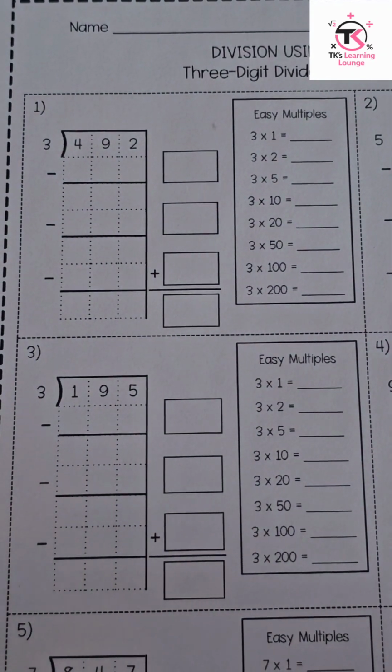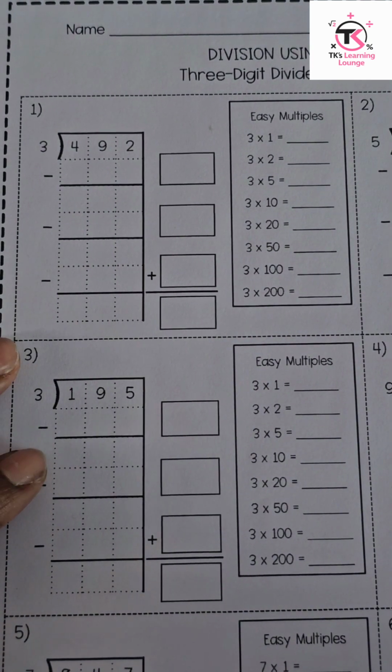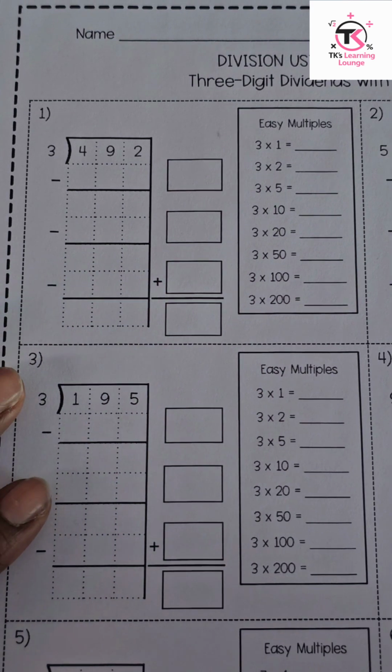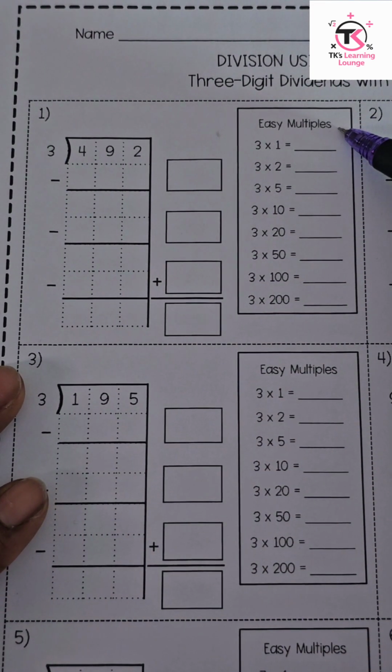In today's video, we are going to be doing division using partial quotients with three-digit numbers. So I'm going to start with 492 divided by 3. And the very first thing I want to do is fill out my easy multiples chart.